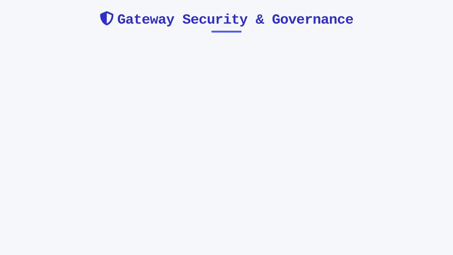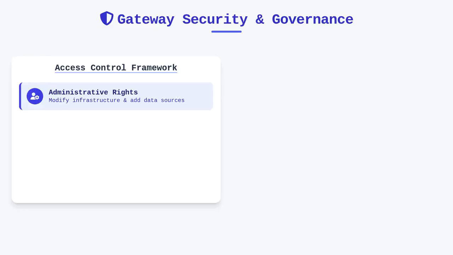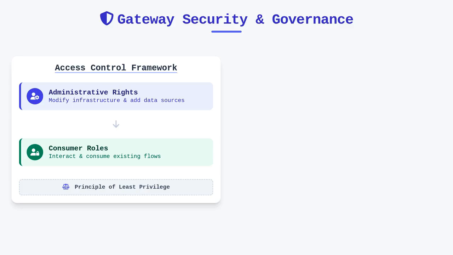Security is not just about the network boundary. It is also about the granular control of who can interact with the gateway service itself. You must define clear access roles, distinguishing between users who can simply consume the gateway for their flows and those who have administrative rights to modify the infrastructure or add new data sources. Within the Admin Center, you assign these permissions to individuals or groups, which is a critical step in a governance model that adheres to the principle of least privilege.